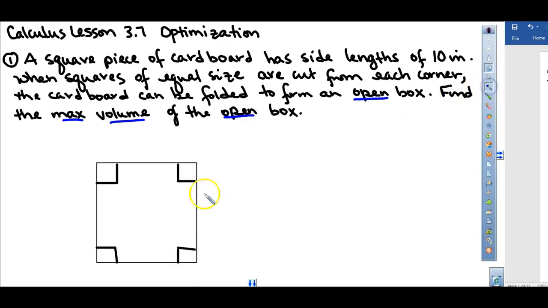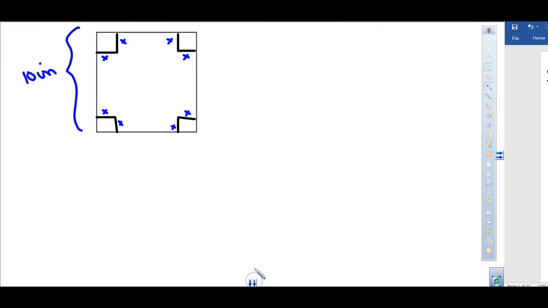Okay. And each side here is what, 10 inches? And we don't know what these corners are right here, so we're going to call that X length, because these are squares. That's X, this is X, this is X. We don't know the dimensions of these little squares, but we do know that they're equal. And we're going to cut them out and fold this up and make an open top box.